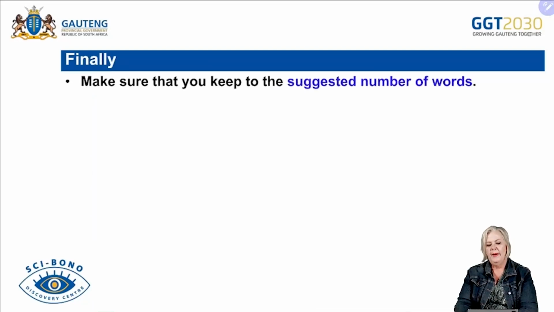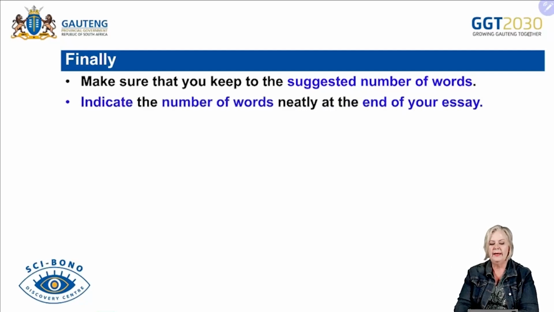Finally, make sure that you keep to the suggested number of words. Please, we are not math teachers, so don't count every line and leave the numbers there. Make sure that you write basically the number of words. And very often, if you look at your number of words for your essay, you would go for a page and a half, perhaps, to 2 pages, depending on the size of your handwriting. Indicate the number of words neatly at the end of the essay. And if you are out 1 or 2, that is not the end of the world. You're not going to get a mark for it.